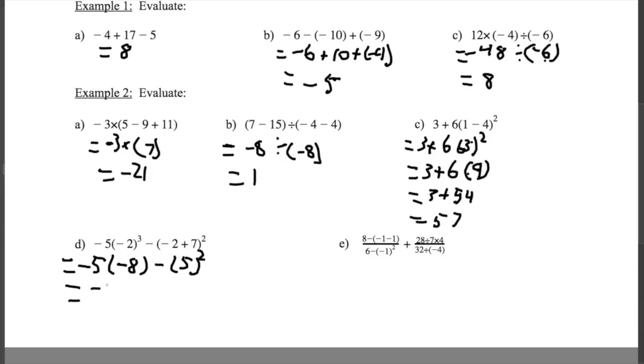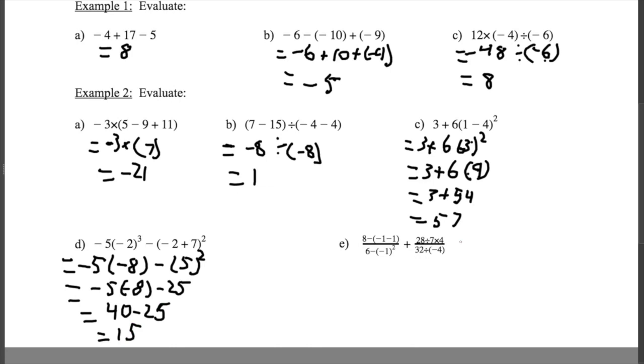So here, I'm going to leave the multiplication step alone because we have an exponent to deal with first. So -5 multiplied by -8 minus, in this case we get 25. So now, both negatives multiplied through, you can get positive 40 minus 25. And this will give you 15.